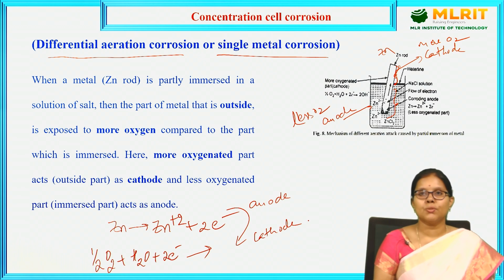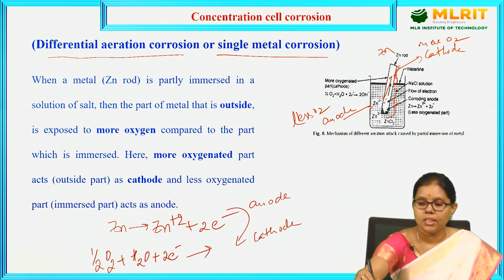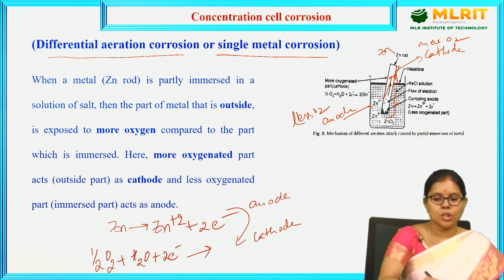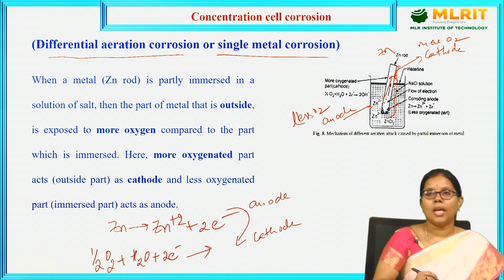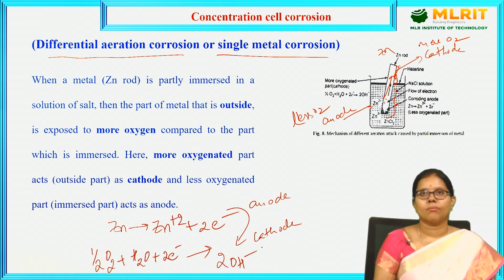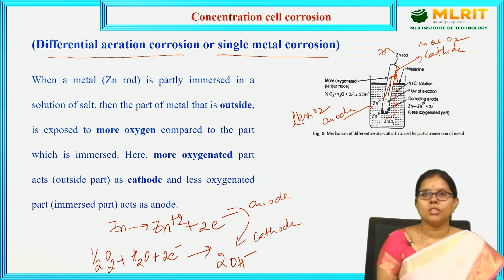Always the electrons move from anode to cathode. If you see this arrow mark, the electrons are moving within the same metal from anode to cathode. Half O2 plus H2O plus 2 electrons gives rise to 2 hydroxide ions. In this type of corrosion, zinc dissolves in the salt solution because of differential aeration. At different parts there is a different amount of oxygen.